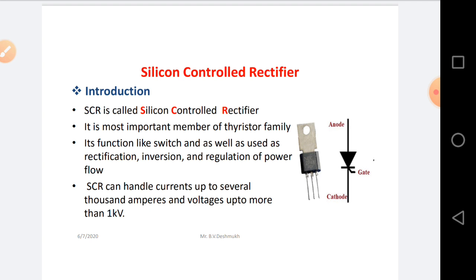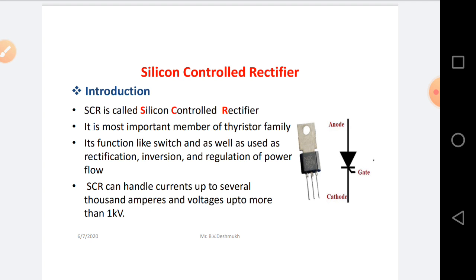Controlled means the signal of AC or the signal of DC is a controllable signal according to your uses or your purpose. We can control our signal. This is the basic understanding about the silicon control rectifier, or we can say SCR. It is the most important member of the thyristor family. Meaning, SCR is a member of the thyristor family.